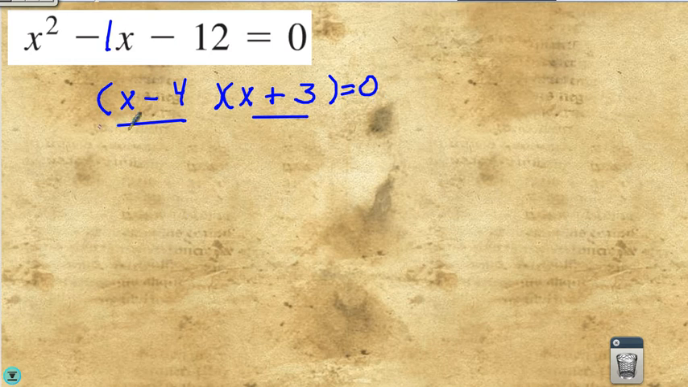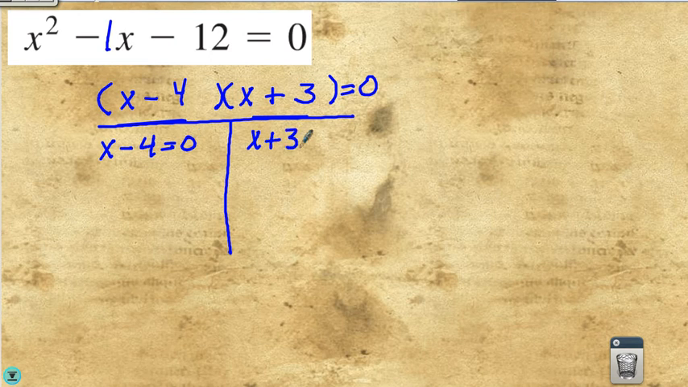The guy on that video that we were going to watch, he calls it the T method. He breaks it apart now. He says that either x minus 4 has to be 0 or x plus 3 has to be 0. Solve each of them, you get x equals 4.